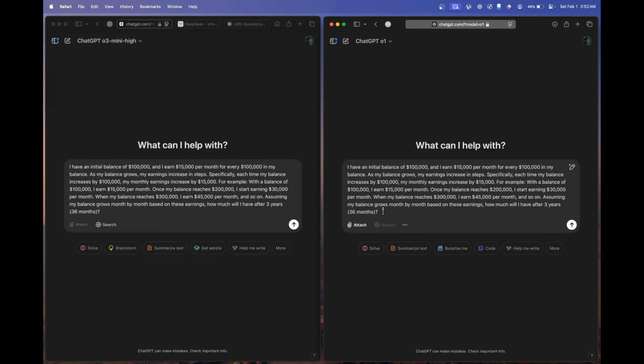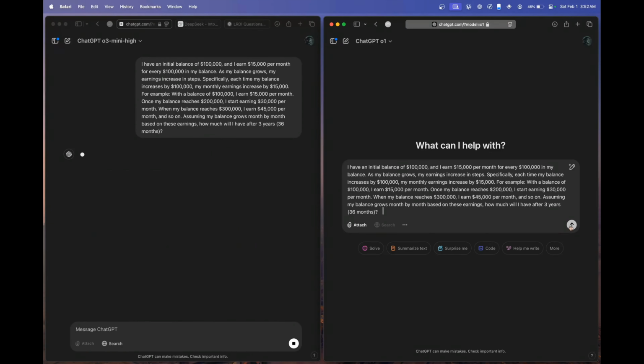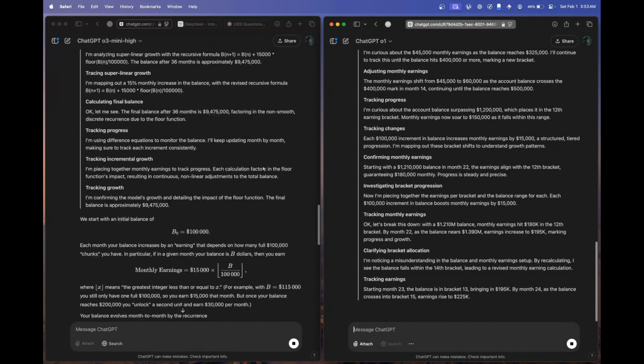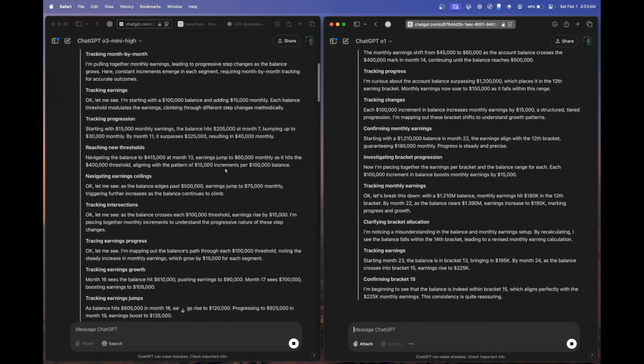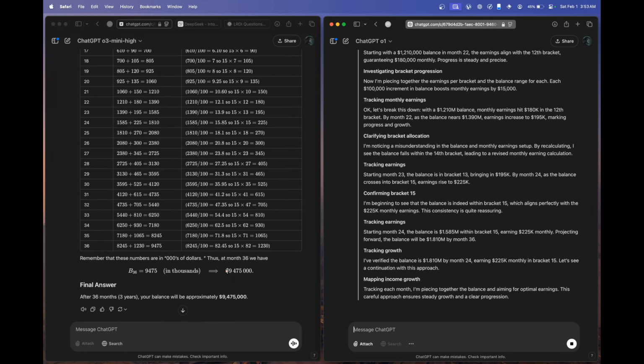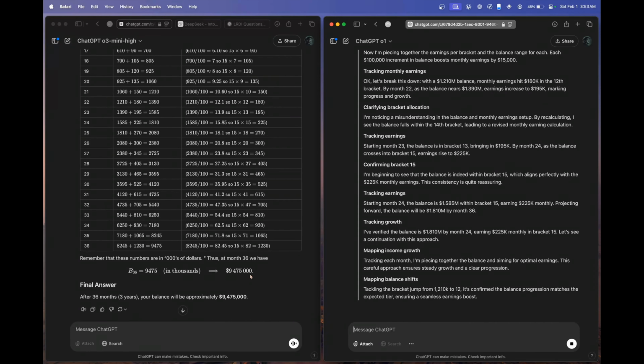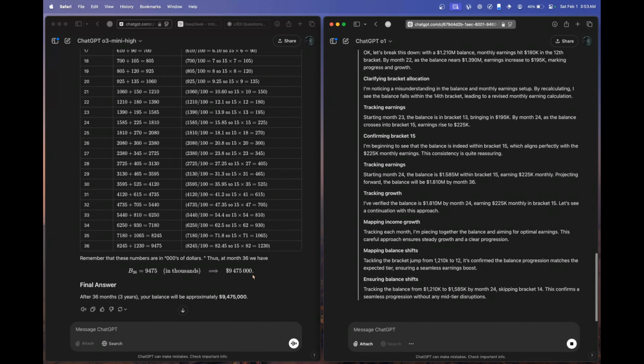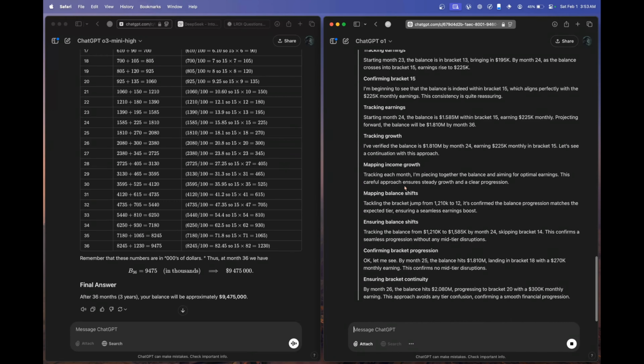So this question even O1 Mini was able to solve it, but here we are actually checking how fast O3 Mini can solve it compared to O1. Let's see. Let's send this question to both of the models. Okay, so O3 Mini is done. It has thought for 58 seconds only, and it is showing the complete calculation over here, and the correct answer is 9,475,000. Exactly. Meanwhile, O1 is still thinking, taking its time.